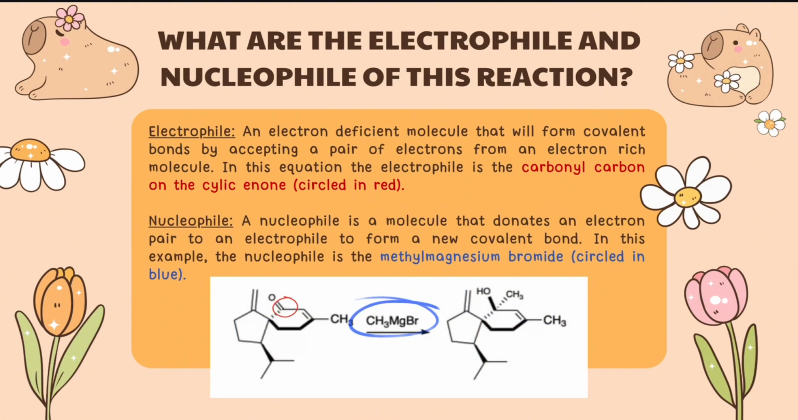So what are the electrophile and nucleophile of this reaction? Electrophile: an electron-deficient molecule that will form covalent bonds by accepting a pair of electrons from an electron-rich molecule. In this equation, the electrophile is the carbonyl carbon on the silicate enone, which I've circled in red. Nucleophile: a nucleophile is a molecule that donates an electron pair to an electrophile to form a new covalent bond. In this example, the nucleophile is methyl magnesium bromide, which I've circled in blue.